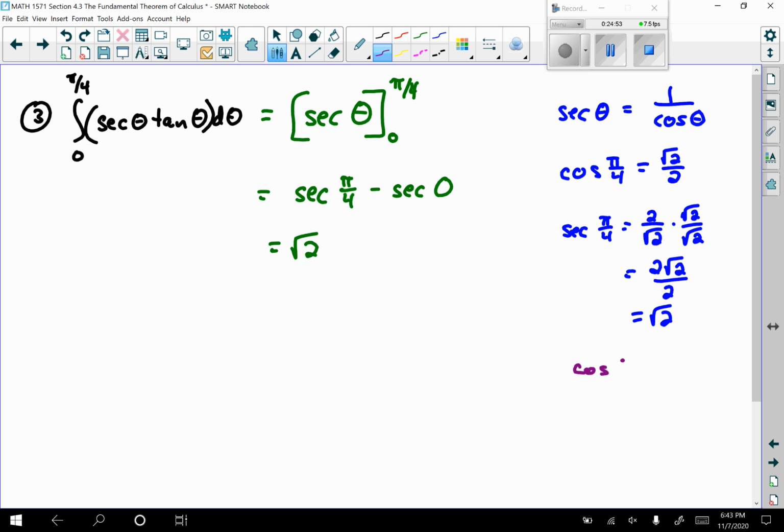Now cosine of 0 is 1. So secant of 0 is a reciprocal, which is also 1. So then we get radical 2 minus 1, and we're going to leave it like that because radical 2 is irrational.